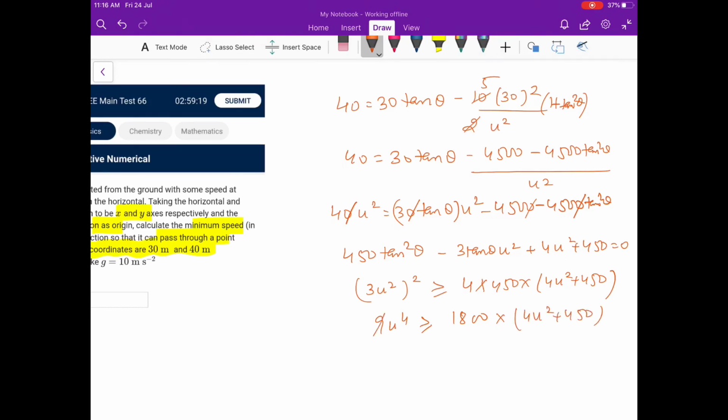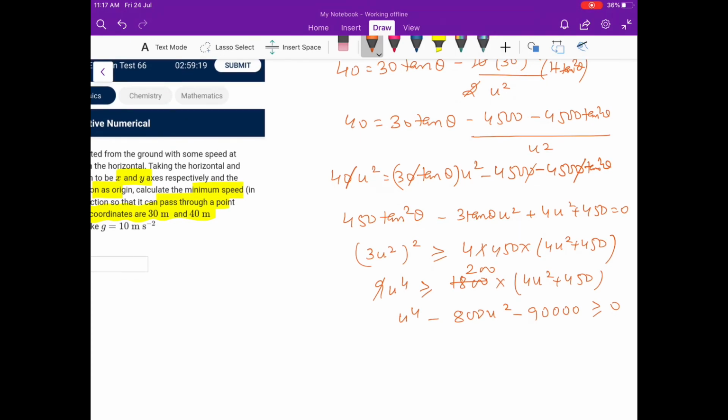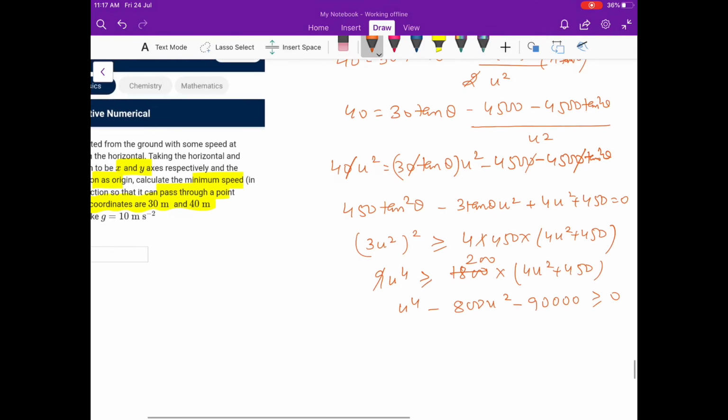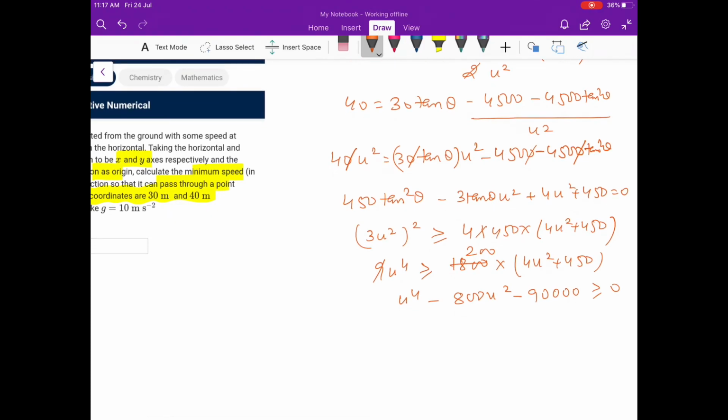So let me cancel it. This is 200. So u⁴ minus 800u² minus 45 into 2, that is 90,000 should be greater than or equal to 0. Now you can factorize this, I suppose. Or you make it a perfect square, (u² minus 400)² plus 16,000, so that is 90,000, so it will become minus 250,000. That should be greater than or equal to 0.